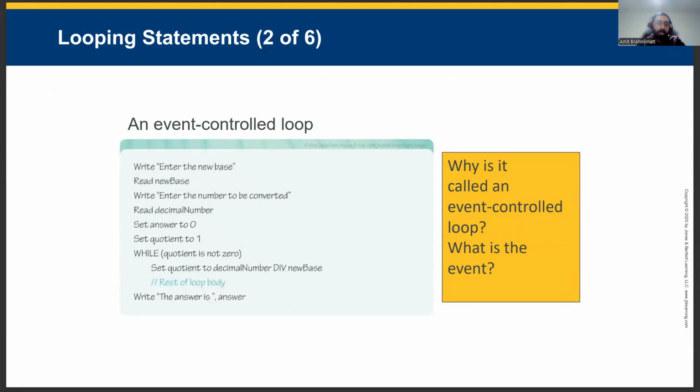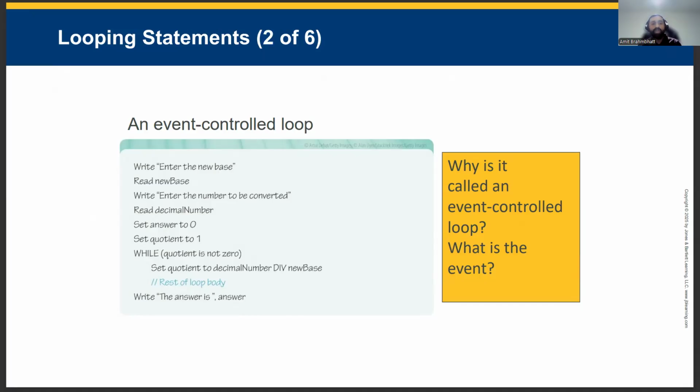Event-controlled loop. Here we learn about event control loops, where execution continues until a specific event occurs. The slide asks you to consider what the event might be. Common examples include reading input until a sentinel value appears, repeating a calculation until an acceptable approximation is reached, or looping until a user chooses to quit.